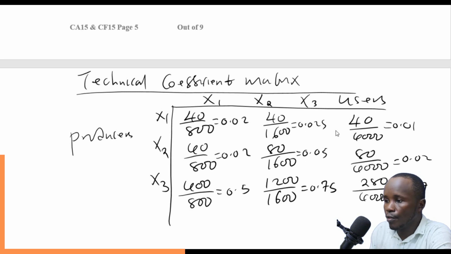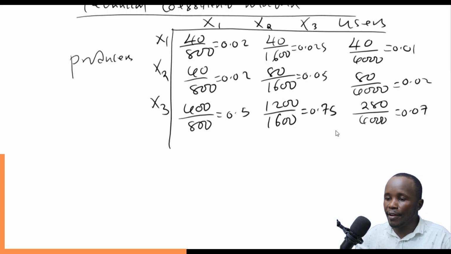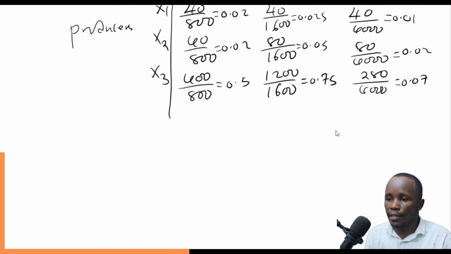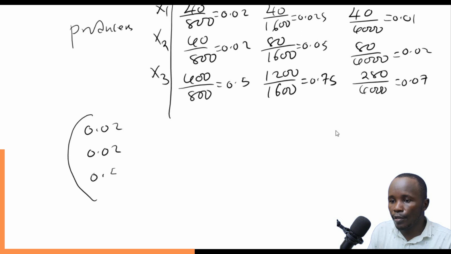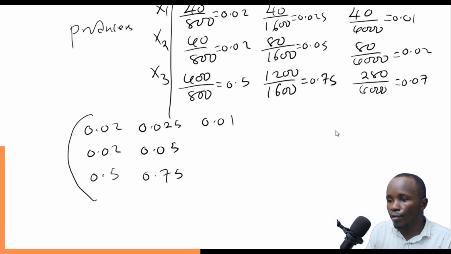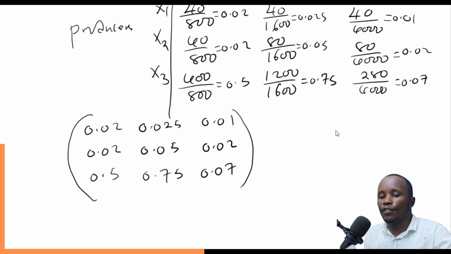So I can simplify my matrix here and say that my technical coefficient matrix is 0.02, 0.02, 0.5, 0.025, 0.05, 0.75, 0.01, 0.02, 0.07. That is the technical coefficient matrix.